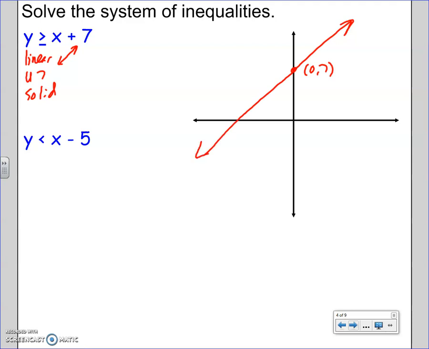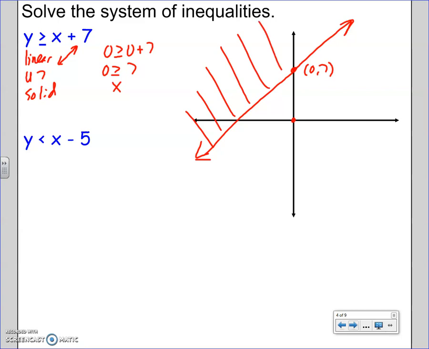Now this is still an inequality. I have to shade. I do a test point. So let's try 0, 0. 0 for y, 0 for x, plus 7. 0 is bigger than or equals 7. That's false. So instead of shading the 0, 0 side, I shade this top side. So it looks like this. So right now we have the top part shaded.